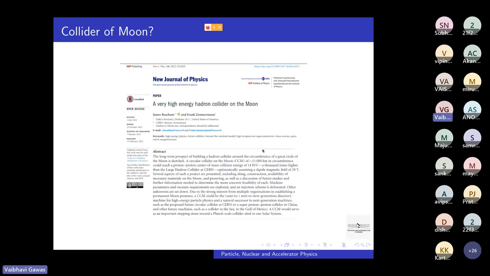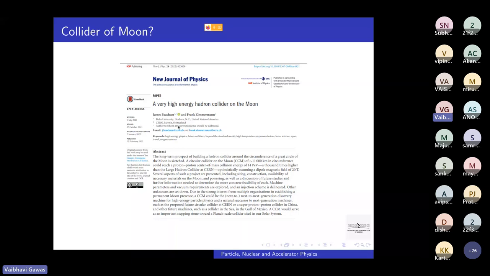There's something interesting that you can go later and read. I'll send the link of this on Teams as well. It was one of the papers published about constructing a high energy hadron collider on the Moon, and it is actually a very, very proper study done. It's simple to understand as well, so you can go and read this paper.